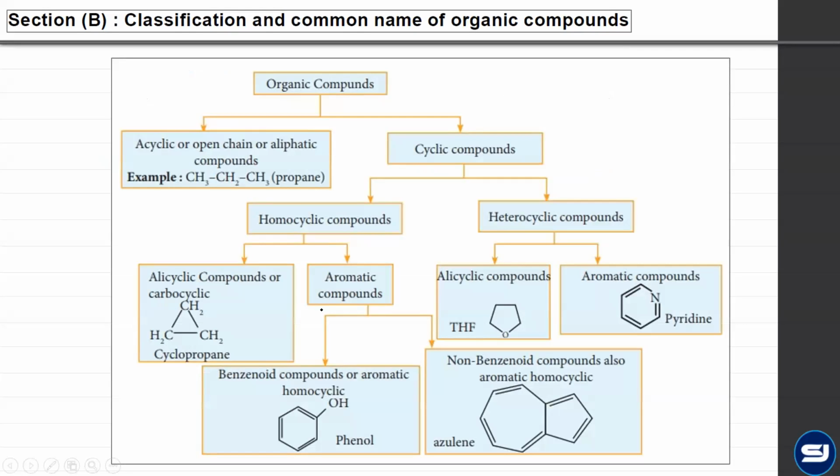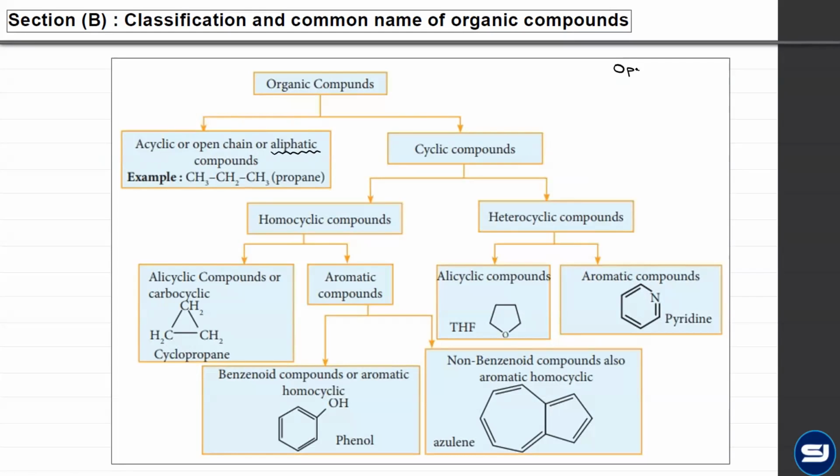Okay, now section B comes to the classification and the common name of organic compounds. So if you recollect, organic compounds were classified into two types, open chain and closed chain. The open chain were also called acyclic or non-cyclic compounds. And since they had the properties of fats, they were derived from a Greek word aliphatos, and that is why they are called aliphatic compounds. So acyclic or open chain or aliphatic compounds. On the other hand, we have cyclic or the closed chain compounds.